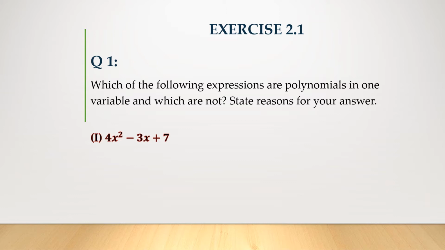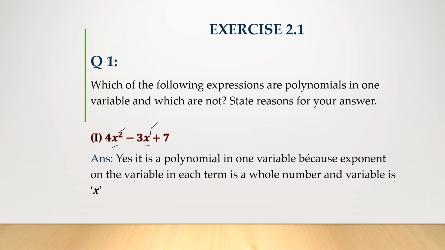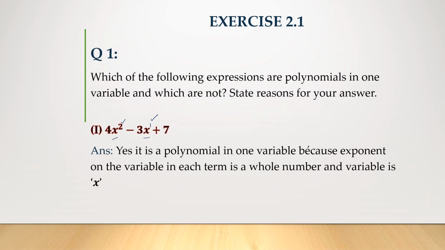Now how do we find whether the given expression is a polynomial? We just have to see the exponent on the variable. Here the exponent on the variable is 2, a whole number. Exponent on the variable is 1, a whole number. And the variable here is 1 only. So its answer will be yes. Yes, it is a polynomial in one variable because exponent on the variable in each term is a whole number. Let's do next part, and the variable used here is x because they have asked which variable they have used.